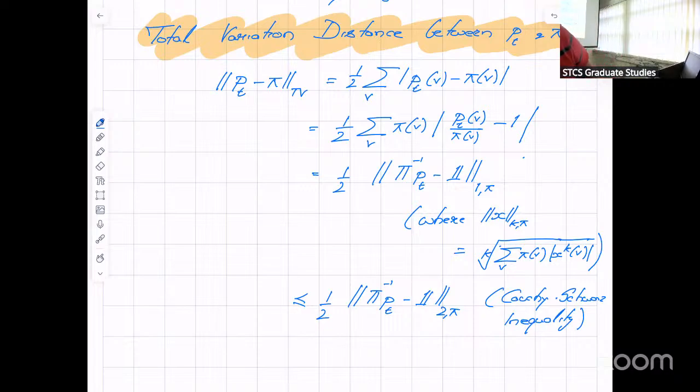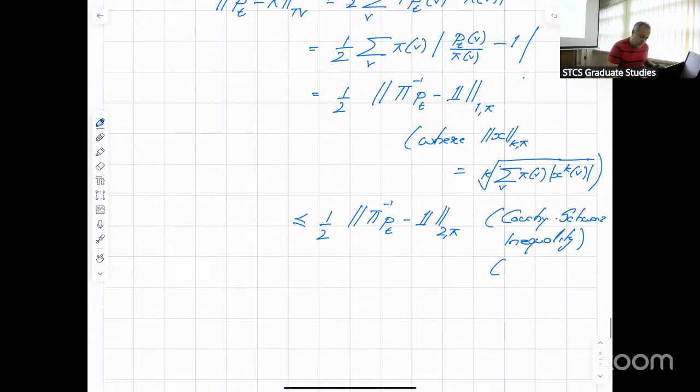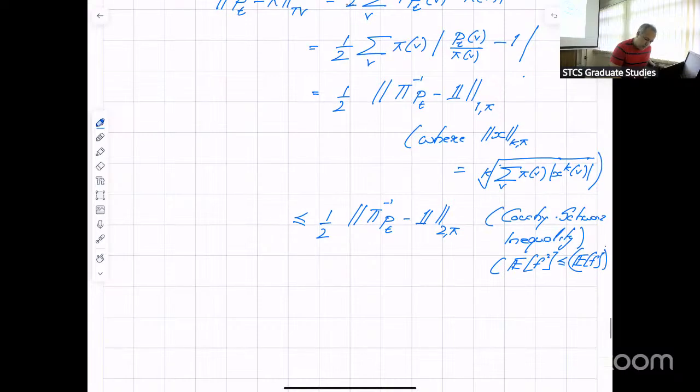Sorry, so this pi inner product, etc. Cauchy-Schwarz works as it is. Cauchy-Schwarz is just that the expected value of f squared is greater than or equal to the square of the expected value of f. That didn't care what the pi's were, no? That's Cauchy-Schwarz. That's all I'm using.